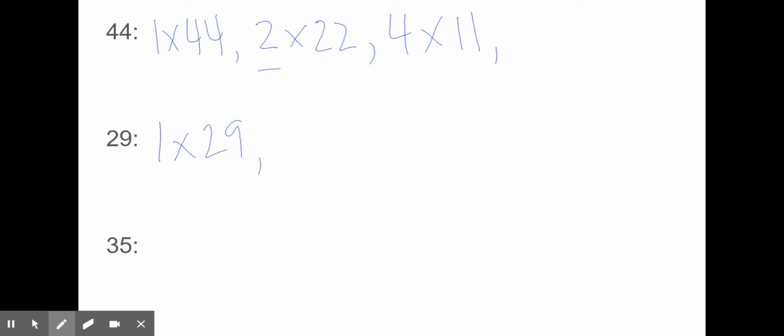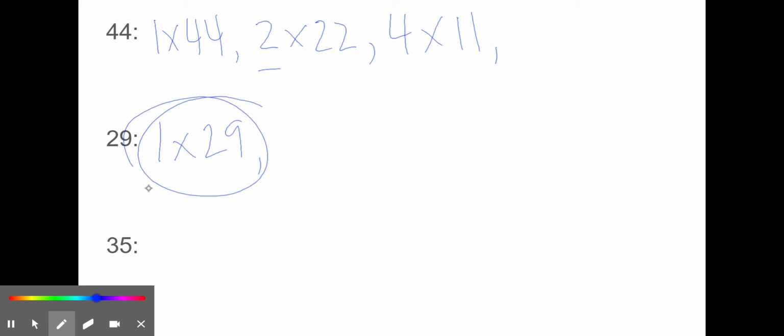9 doesn't work. And once you've checked all the single digits, you can stop right there and look at that. We only have one factor pair for 29. We only have 1 times 29. So I wanted to demonstrate to you guys that it's not always 3 pairs of factors. It all depends on the number. Obviously, some of the bigger numbers are going to have a lot more factor pairs.